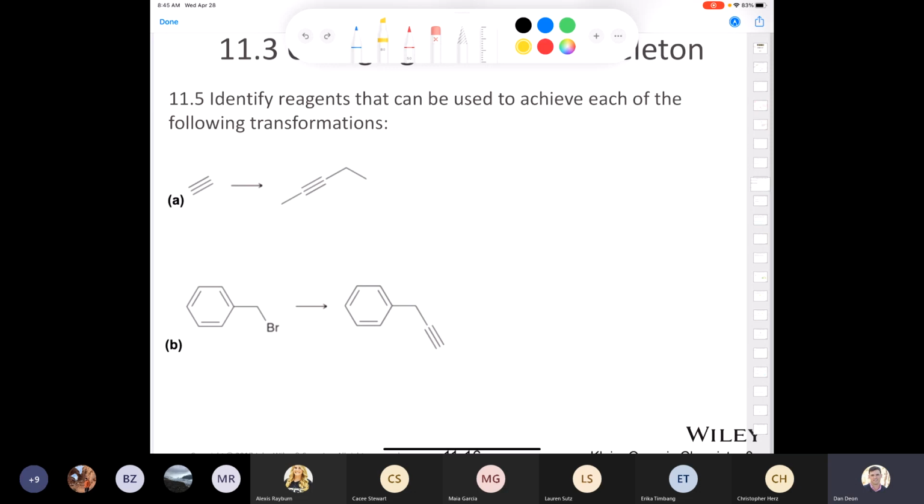Hey, do any of my students have an idea for the first problem? In fact, could anybody, and I know that not everybody might have a functioning microphone, but if anybody could just unmute their microphone and tell me quickly, how would you do this first transformation? Use NaNH2, or sodium amide, right? Yeah. And then add EtI onto it. Okay. And then do the same thing again, but add methyl iodide to it.